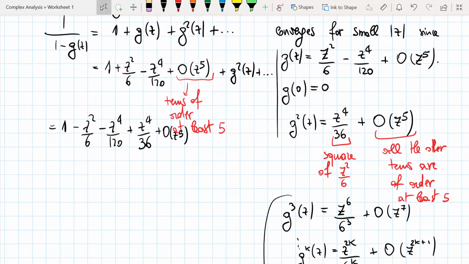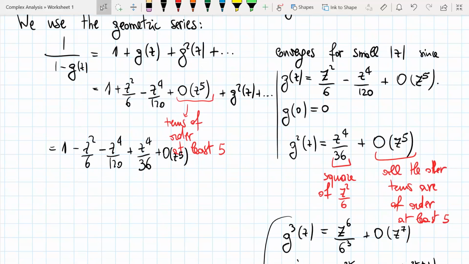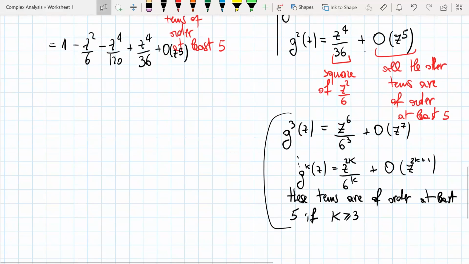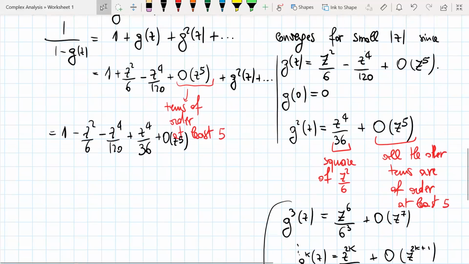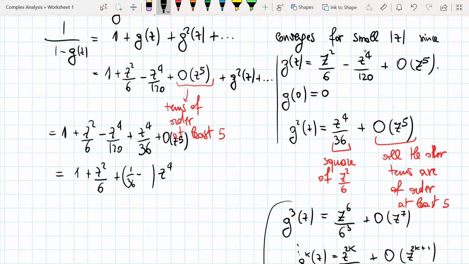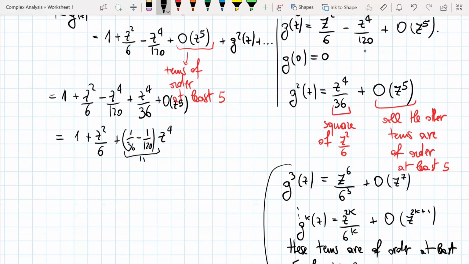Okay, because we saw that they come either from terms of order at least 5 from g or terms of order at least 5 from g squared. And then for higher powers of g, these terms are all of order at least 5. So here we have found almost what we need. This is plus z squared divided by 6. And then what is the coefficient of z to the 4th power? This is 1 over 36 minus 1 over 120. And you can compute easily. This number is over 360, and here is 10 minus 3. So this is 7 over 360.